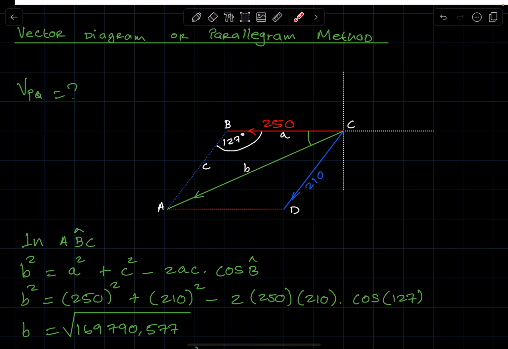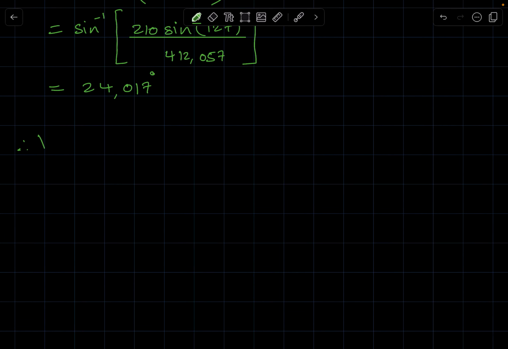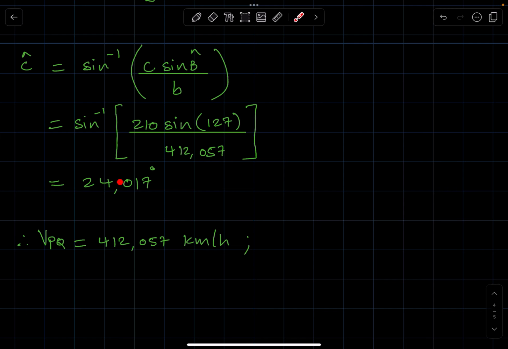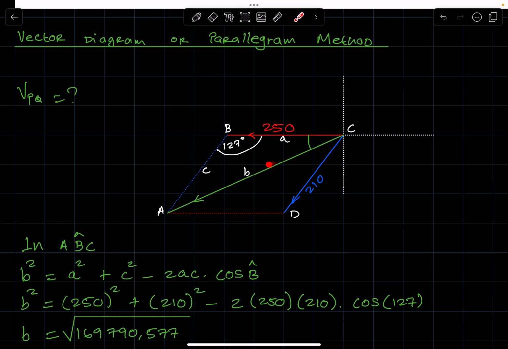So this angle here is 24.017 degrees. It's a reference from the x-axis. That we can tell from the parallelogram that this angle here is a reference from the x-axis. Then we can say, therefore, the velocity of P relative to Q, which is the resultant here, has a magnitude of 412,057 kilometers per hour. Direction: our angle is a reference from the x-axis as per the parallelogram. This is where our resultant is.